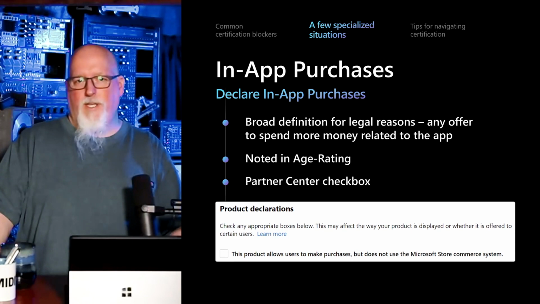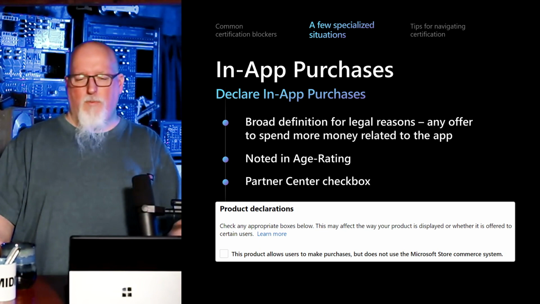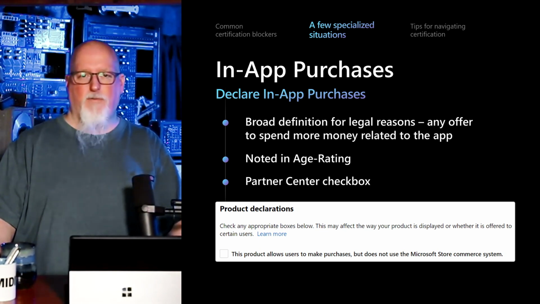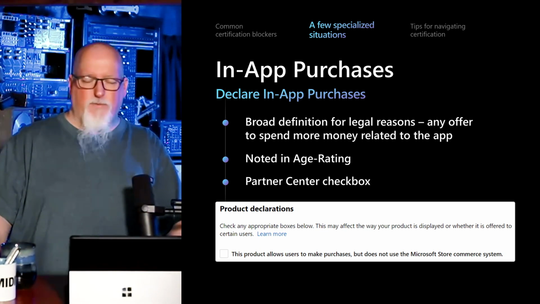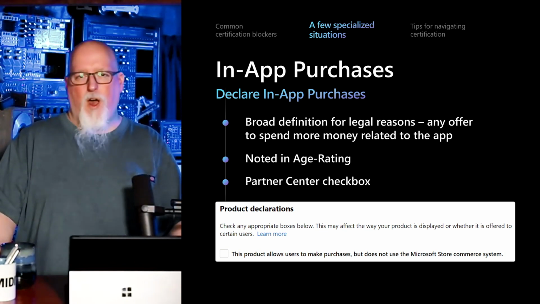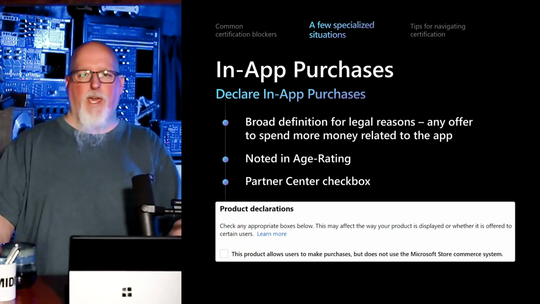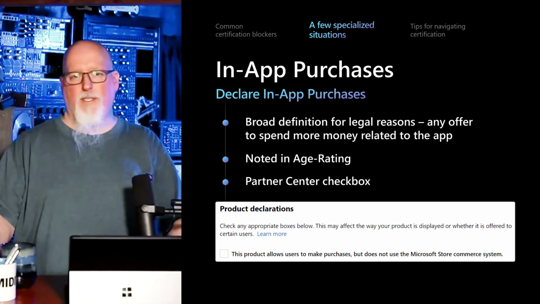Another is related to in-app purchases. Now, this is something that can be somewhat obscure because it's based upon the different legal requirements for different jurisdictions around the world. So there are very broad legal definitions of what an in-app purchase is. For example, if your application relies on a subscription service that is acquired outside of the application, that still counts as an in-app purchase and needs to be disclosed as part of the age ratings, as well as the application metadata that's being submitted.